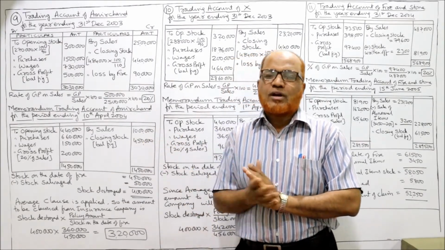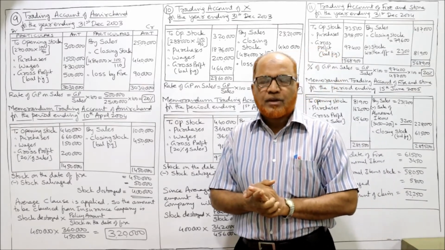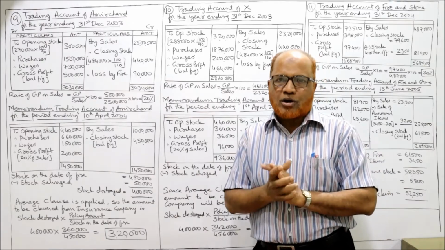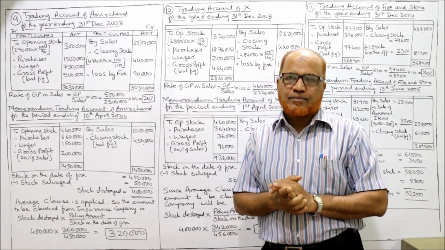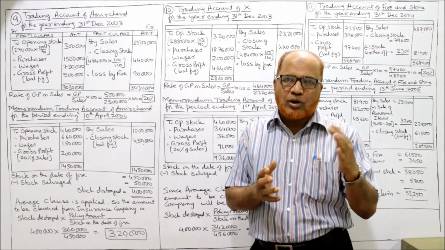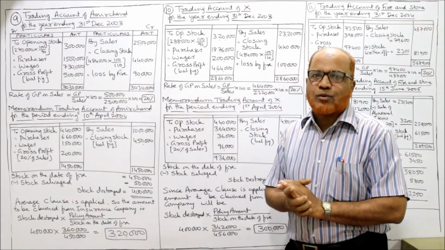Now in today's video, we are going to do slightly more complicated problems. Some new provisions will be applied. When stock was valued not at cost, we have to bring it to cost. Similarly, when the average clause is applied, how do we find the claim to be lodged with the insurance company? These are the topics we are going to discuss in this video.